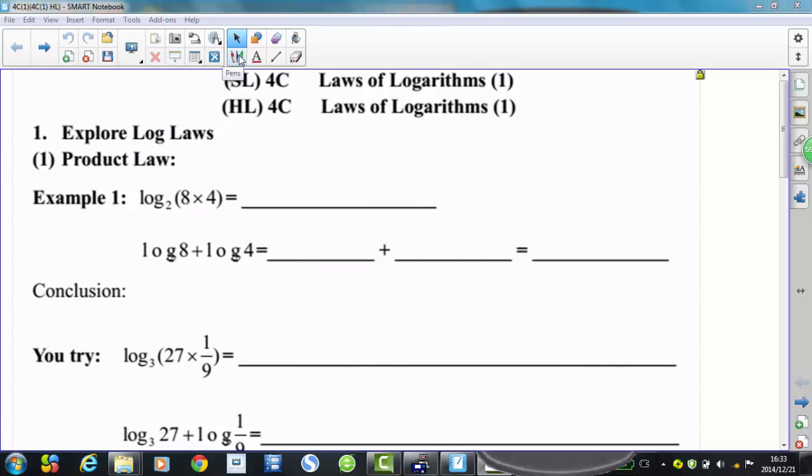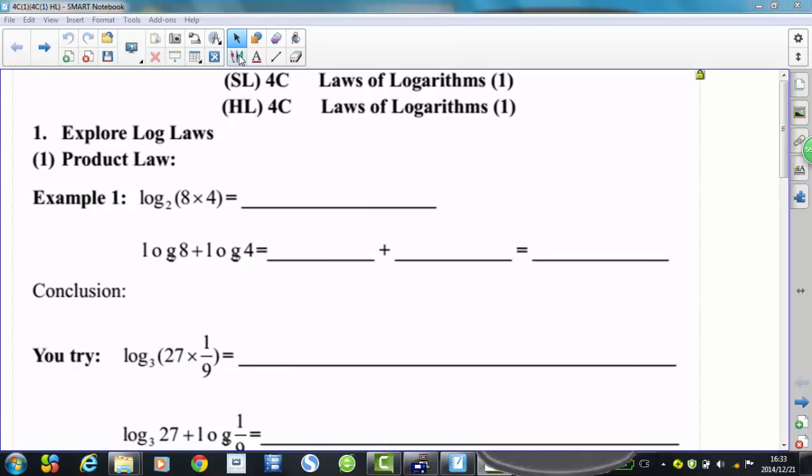Hello, IB11s. Today our topic is laws of logarithms. This is the first part of the laws of logarithms in 4C. We have already found that logarithm is a very challenging math concept to most high school students, and I'm hoping that you have already developed familiarity with logarithms through two lessons, 4A and 4B.